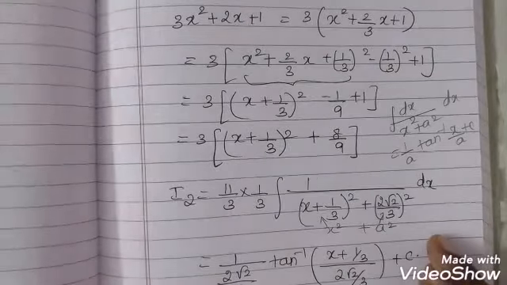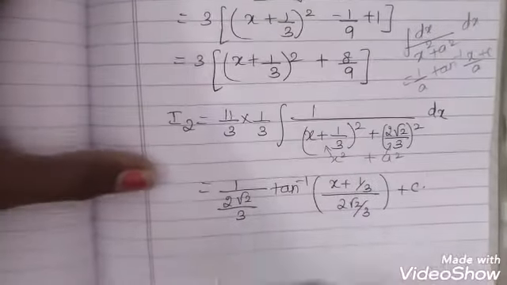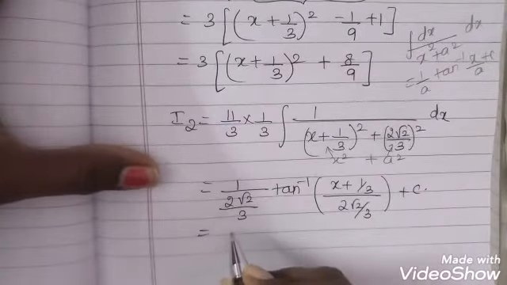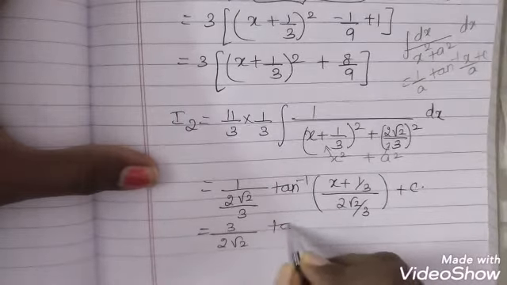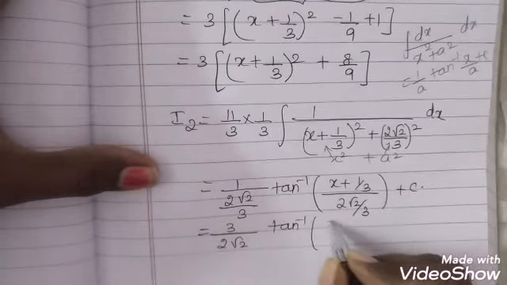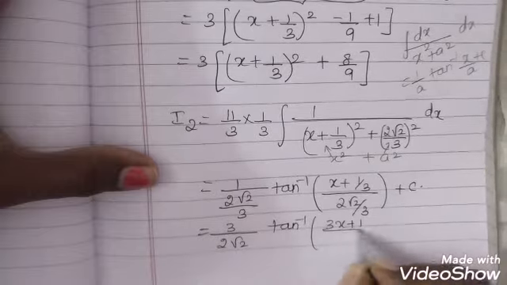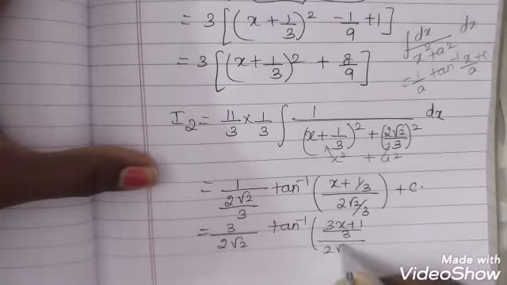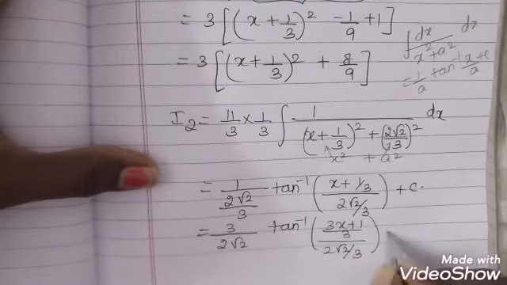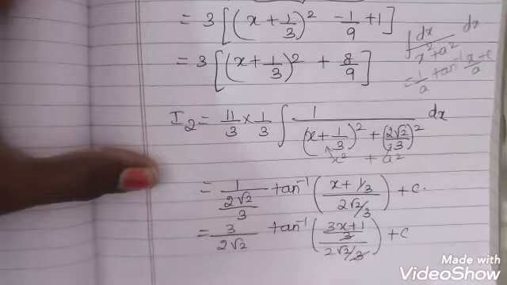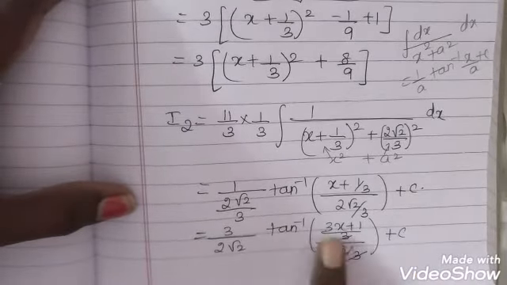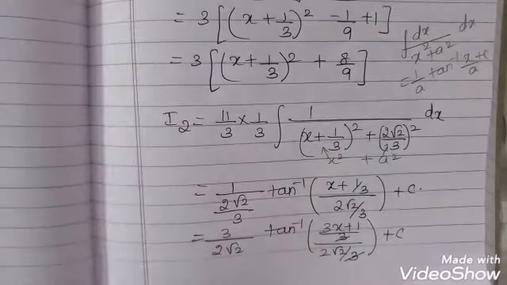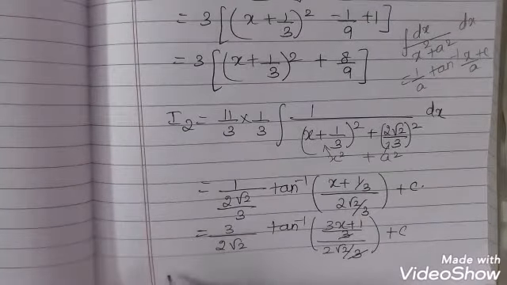Okay, so here this is what you have. Now we'll just simplify it. This goes to the numerator, so I can write it as 3 divided by 2 root 2. So it is tan inverse of, when I cross multiply, 3x plus 1 divided by 3, divided by 2 root 2 divided by 3, plus a constant. So 3 gets cancelled. So you are left with 3 by 2 root 2 tan inverse of (3x plus 1) by 2 root 2. So finally I will write what is my I equal to.